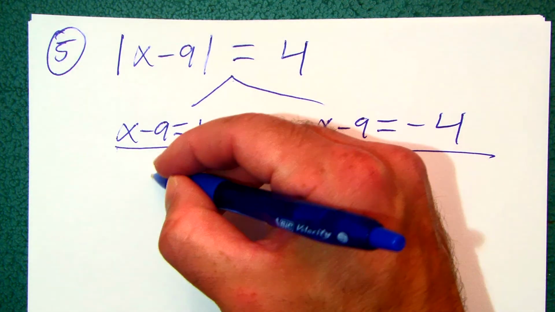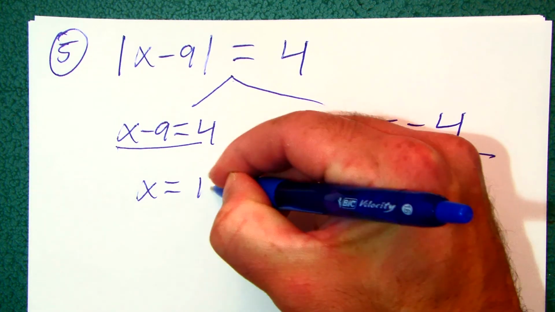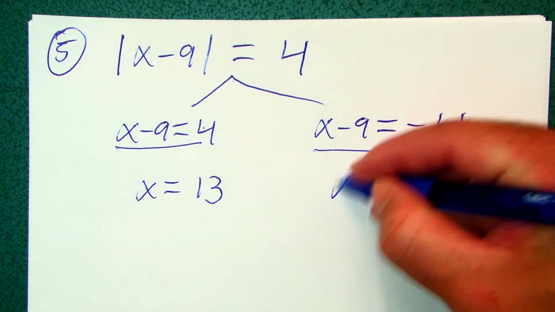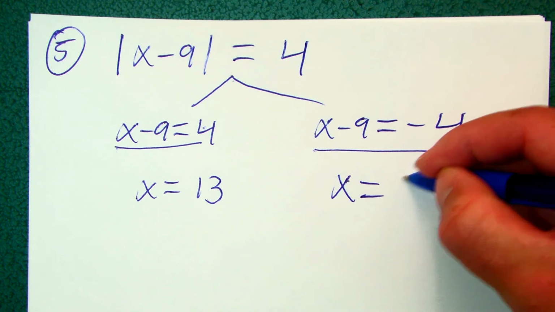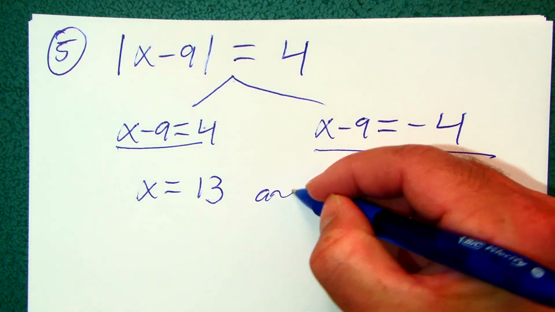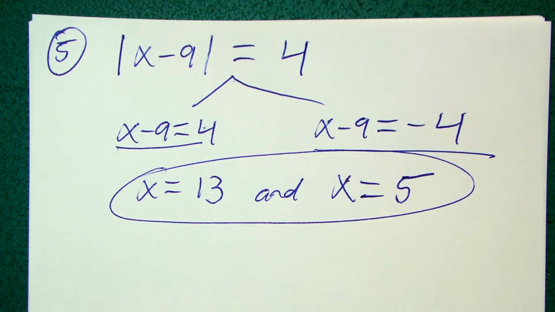So you'd add 9 to both sides, so x equals 13. 4 plus 9 is 13. Over here you have negative 4 plus 9 is 5. And that would be your solution. X equals 13 and x equals 5.